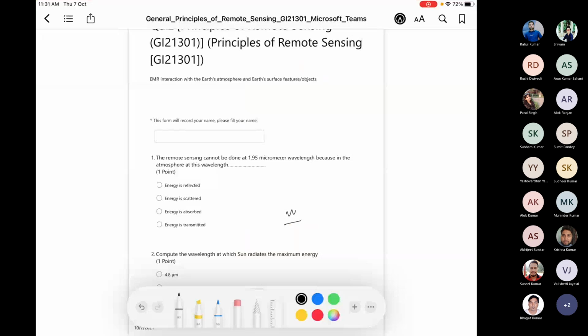Okay, I hope you can see the shared screen. Yes, sir. Okay.